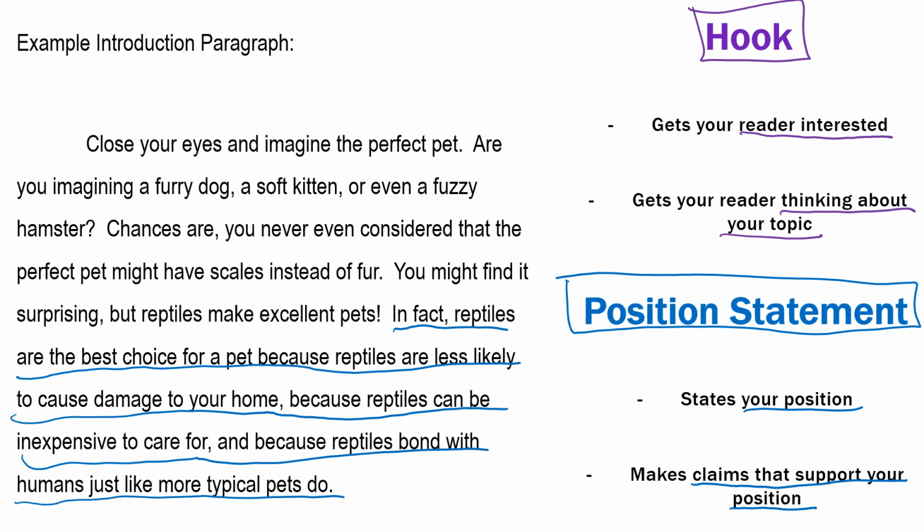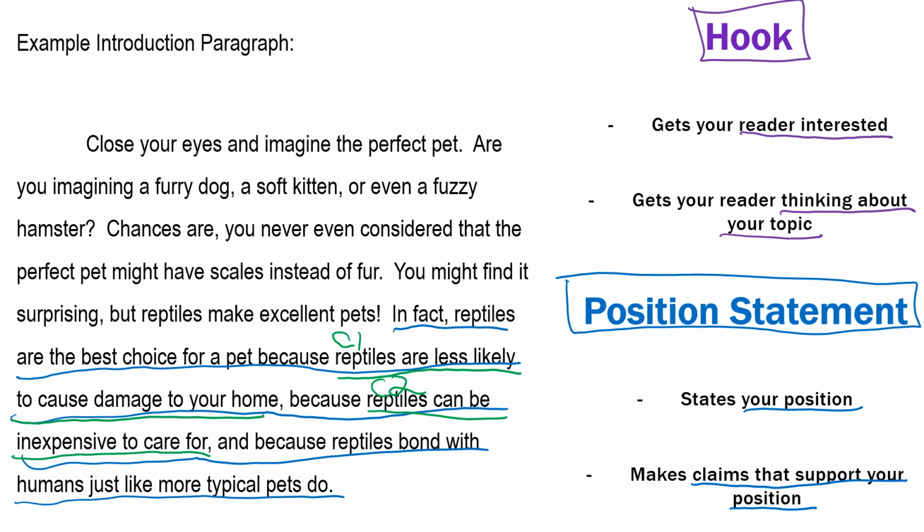And if we dig a little bit deeper, I'm going to even switch into green for claim. We can see my first claim was reptiles are less likely to cause damage to your home. That was claim 1. And here's another reason, another claim. Reptiles can be inexpensive to care for. That was my claim 2.